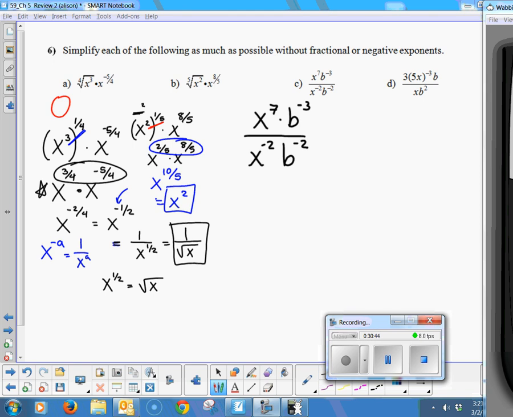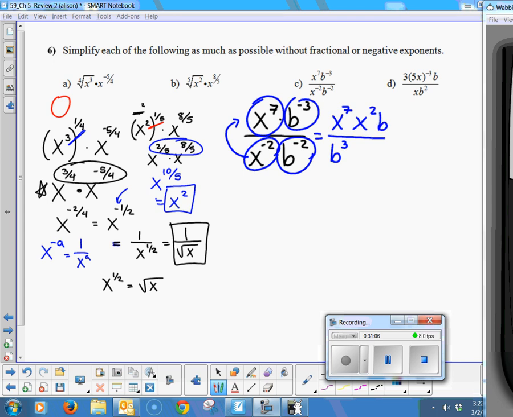So in a problem like this, x to the 7th isn't going anywhere. It has a positive exponent, so it stays put. b to the -3rd has a negative exponent, so it must go downstairs, b to the +3 downstairs. x to the -2 has a negative exponent, so it's going to change floors and go upstairs, x to the +2. And so is that b to the -2. It's going to fly upstairs, b squared. And now we can simplify things a lot.